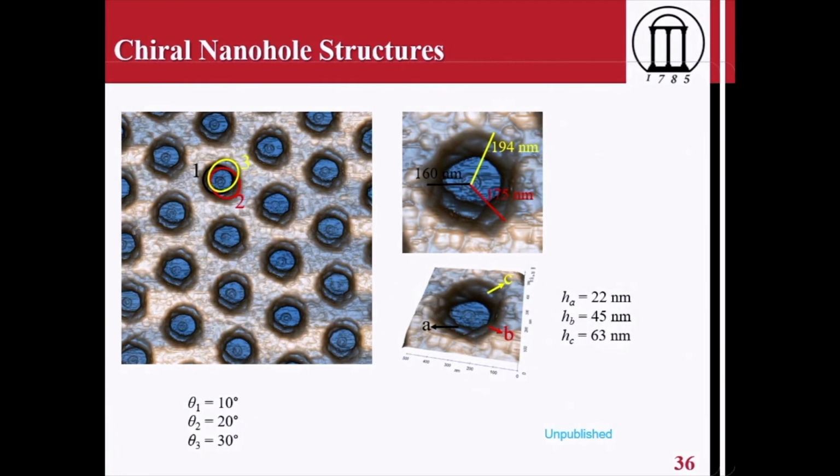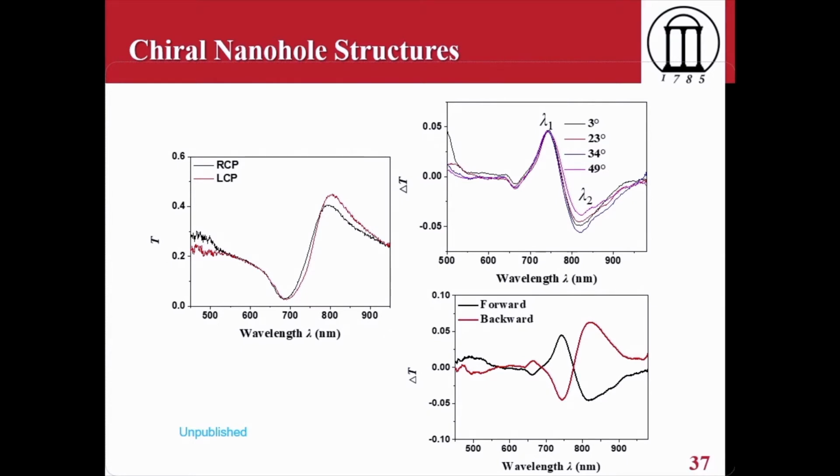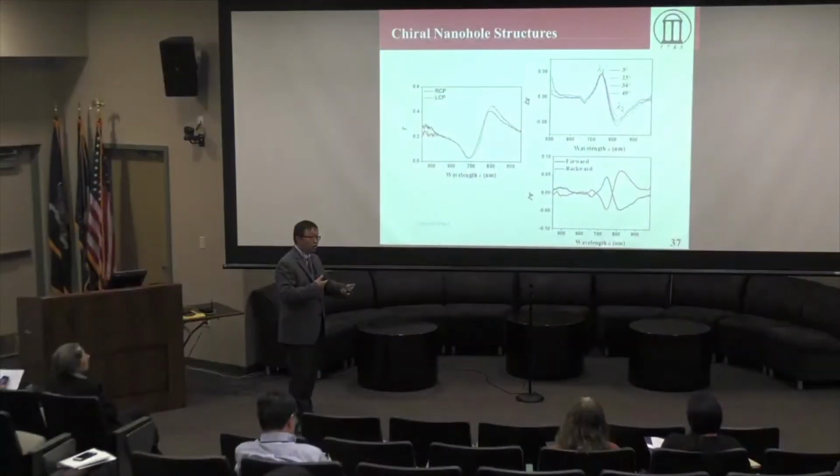And this skewed hole can show that if I use right-handed circularly polarized light and left-handed circularly polarized light to go through it, they have a difference. So essentially, you have a delta T over here that shows a CD response with such a very simple nanohole structure. This nanohole structure can be used for chiral molecular sensing. It can tell the chirality of a molecule, whether it's right-handed or left-handed, right?